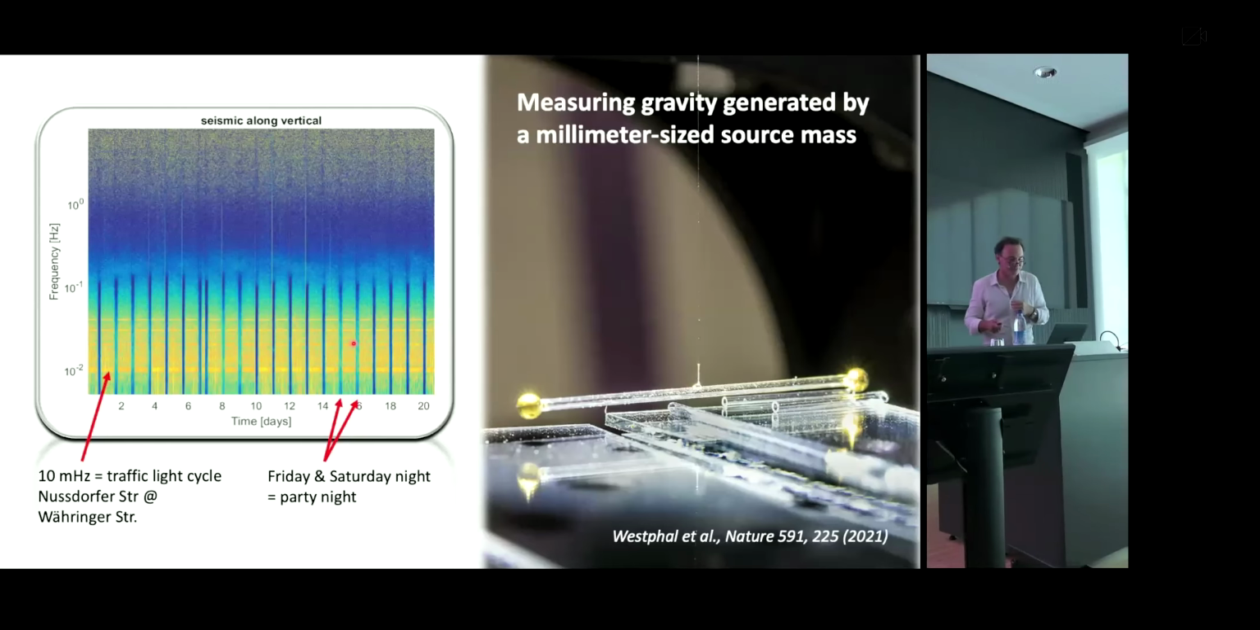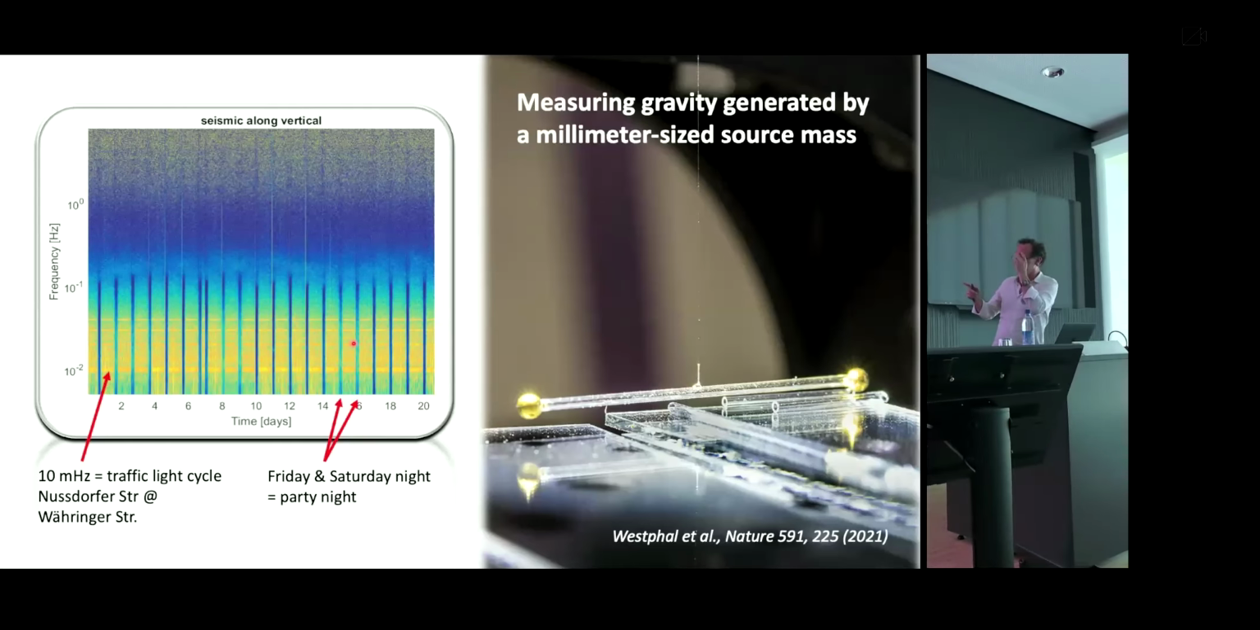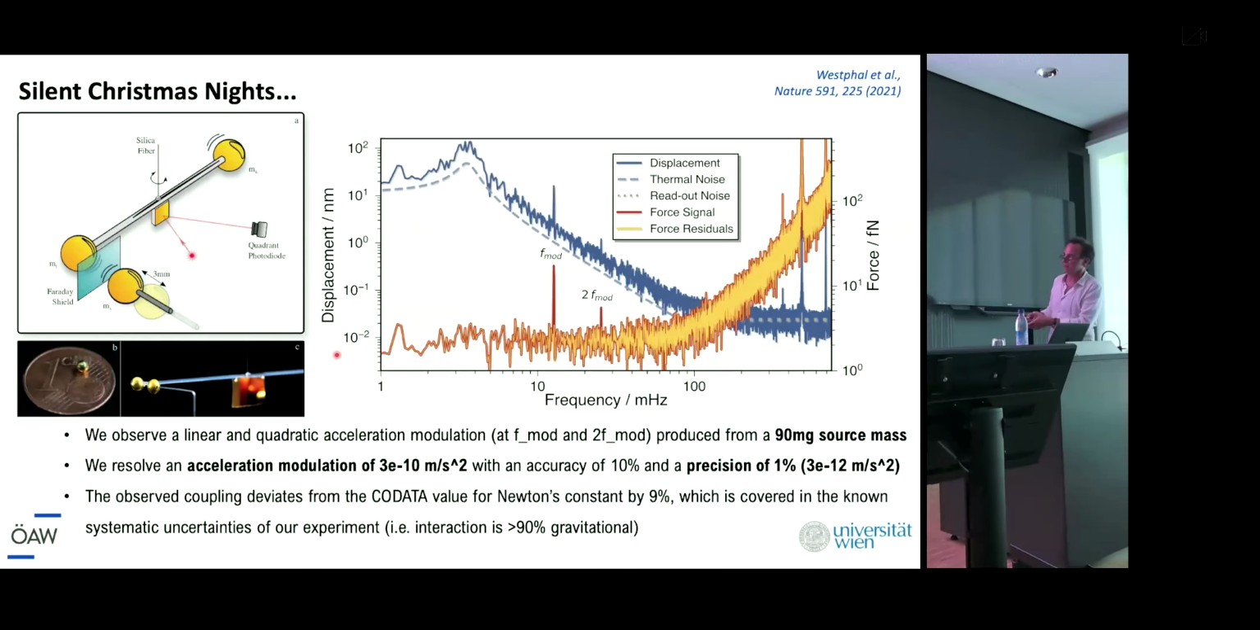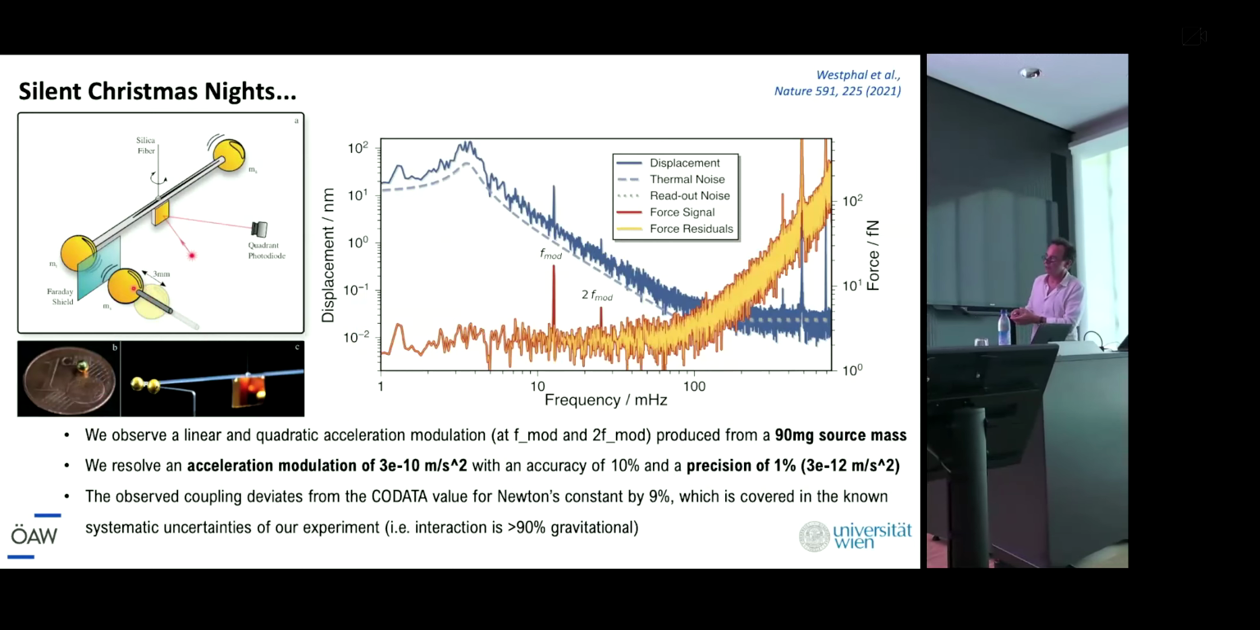So in our case, what we did then, we waited until Christmas, and then during Christmas, we basically, you see here, this is our 1 millimeter gold mass.